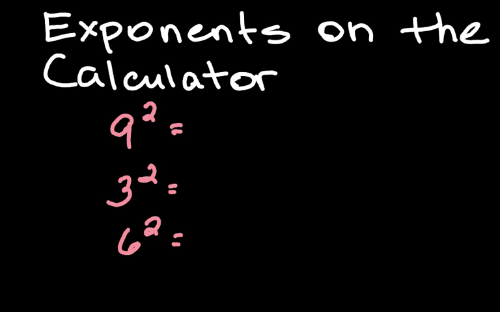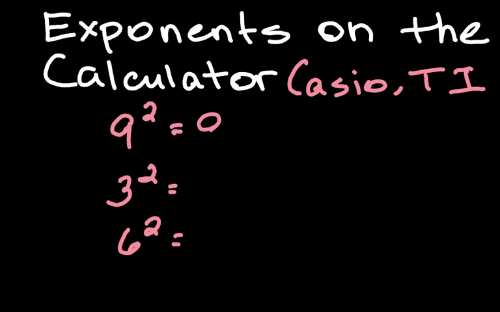So here you can see on the top, it's exponents on the calculator. Now this might be something that you remember, but it might not be. So it's up to you whether or not you want to take notes. But the good side is I'm actually going to write here that Casio and Texas Instruments both have the same key. So what you're going to do is put in your 9. Then there's a key that inside says x squared. And that's it.